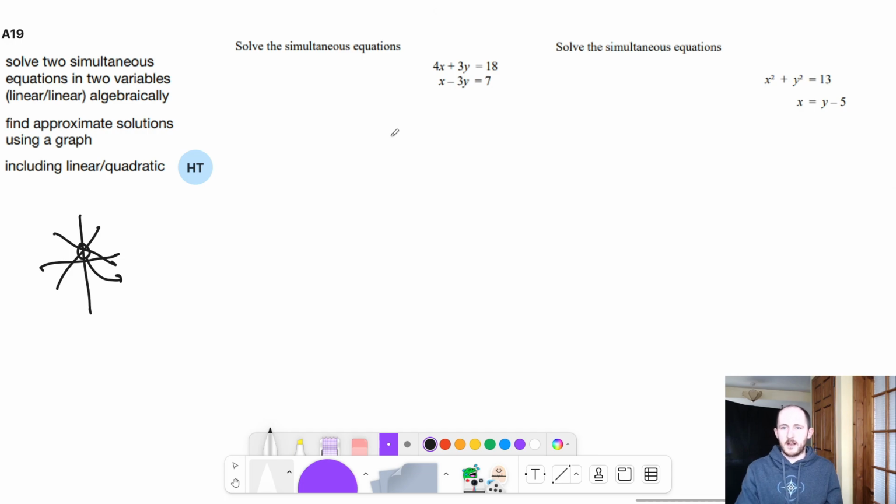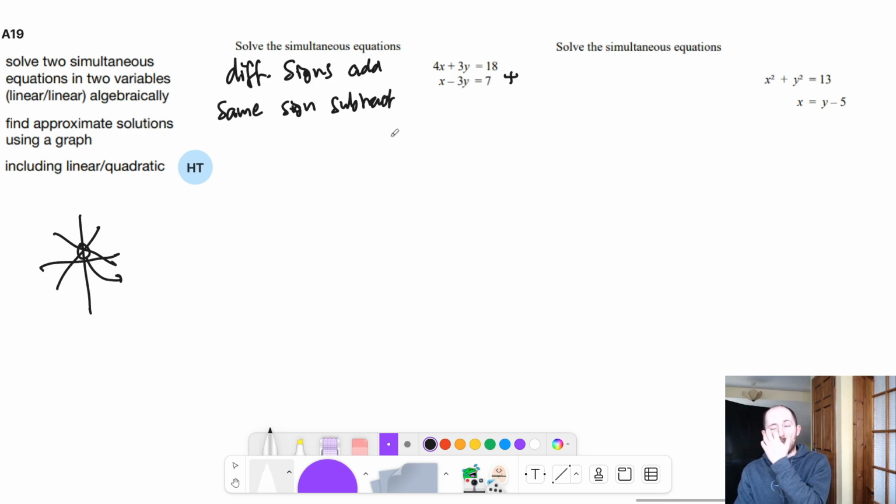If they're different signs, you add. So if the top one's positive and the bottom one's negative, or the top one's negative and the bottom one's positive, you add the two equations. So in this case we're adding. If they are the same sign, you subtract. Okay, that is it.